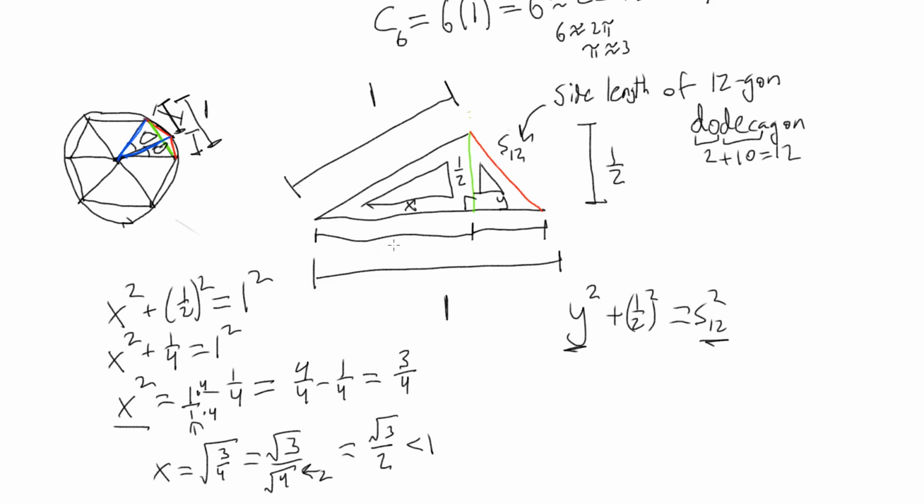So notice here that the whole distance from this point to this point, between these 2 points, is 1. But also, that distance is x plus y. So we know x plus y must equal 1. So we know y must equal 1 minus x.